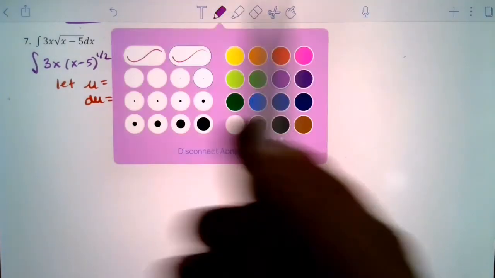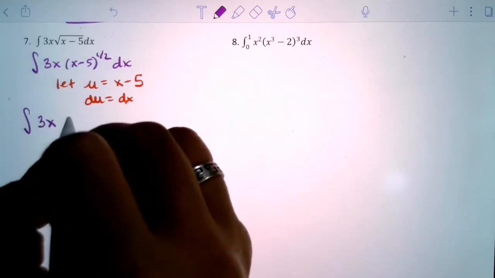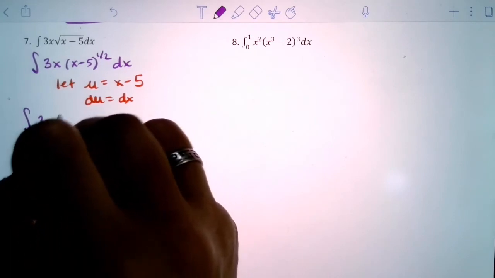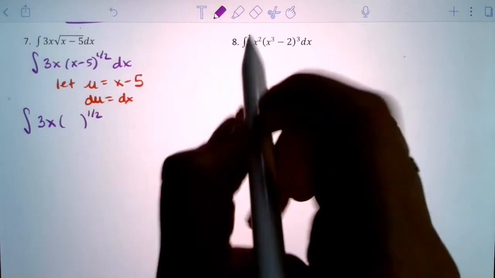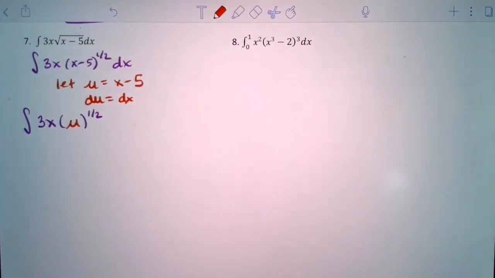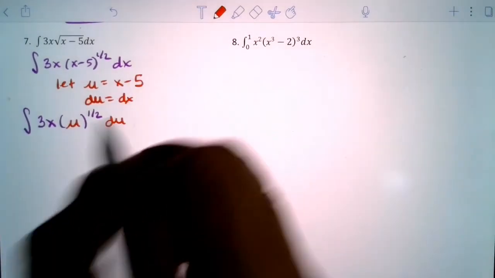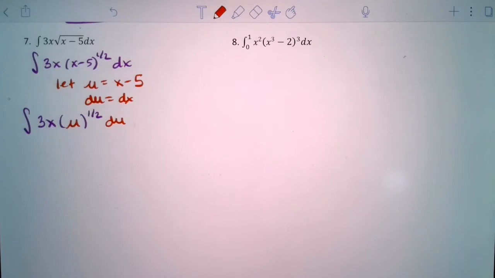So let's transform this integral. You've got 3x that I didn't touch. And then you've got this thing to the 1/2 power, and that thing to the 1/2 power is exactly what I let u equal. And in place of dx, I can simply write du. That's legal, I checked that out. I can do that here. So now I'm not bothered by the coefficient of 3. That's just a number. Nobody cares. But the x there is really bothersome.